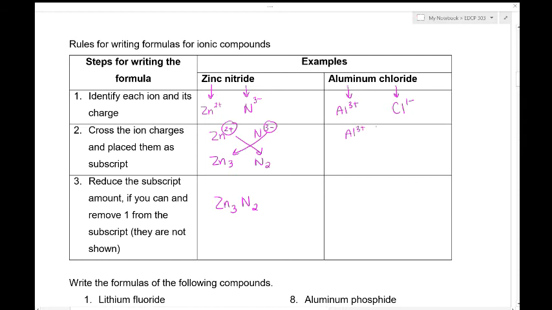Here we have Al3+ and Cl1-. We're going to circle these charges. We're going to crisscross them, and you're left with Al1, Cl3. Now, notice that Al has a 1, so we do have to remove that 1. So our final answer becomes AlCl3.